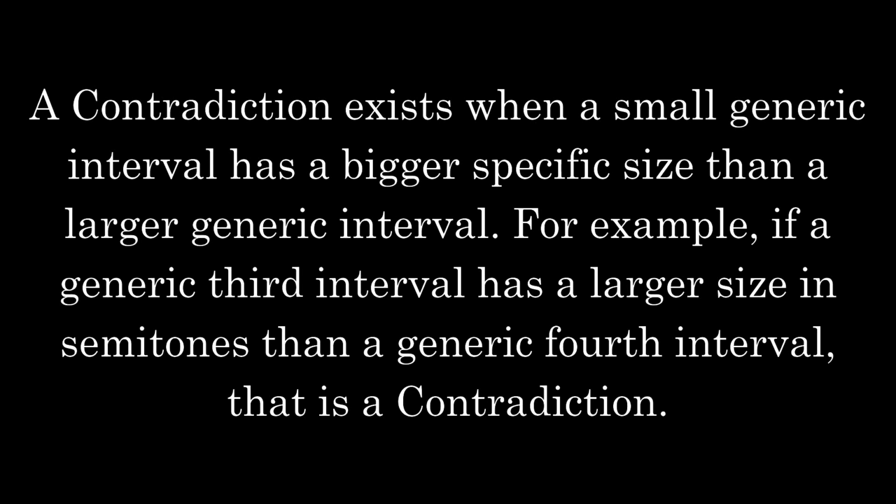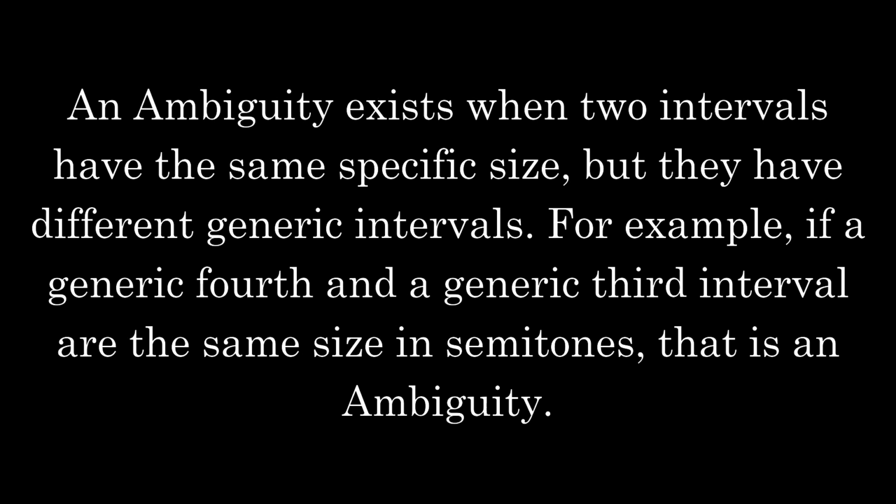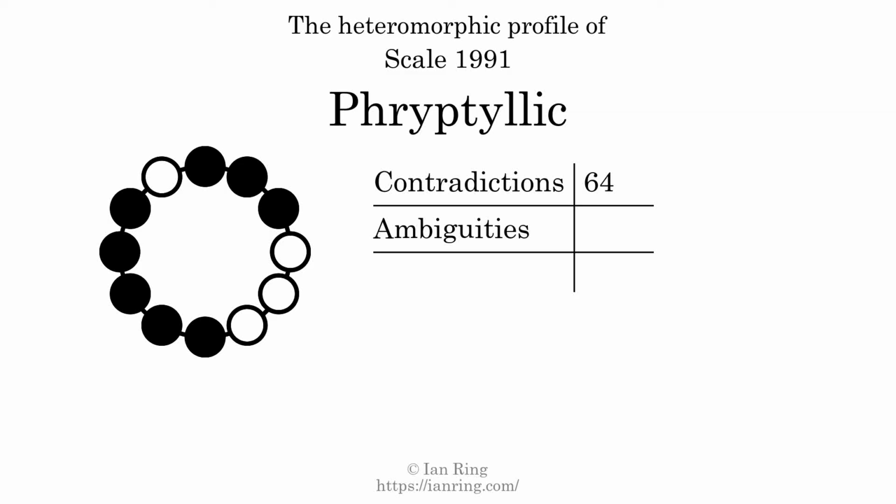A contradiction exists when a small generic interval has a bigger specific size than a larger generic interval. For example, if a generic third interval has a larger size in semitones than a generic fourth interval, that is a contradiction. The number of contradictions in this scale is 64. An ambiguity exists when 2 intervals have the same specific size, but they have different generic intervals. For example, if a generic fourth and a generic third interval are the same size in semitones, that is an ambiguity. The number of ambiguities in this scale is 51.